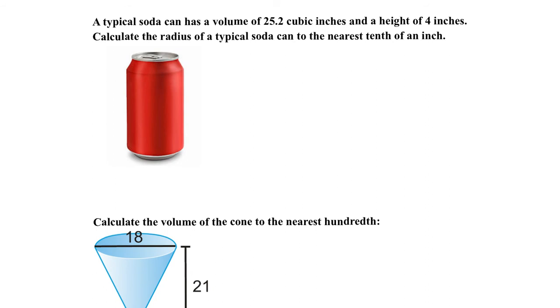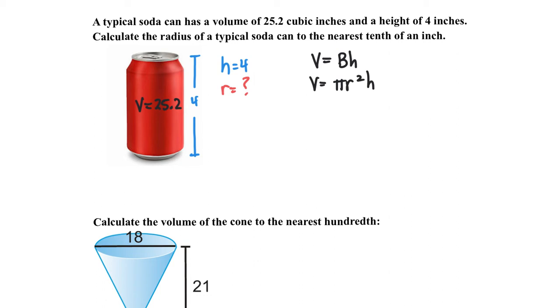A typical soda can has a volume of 25.2 cubic inches. This time they're giving us the volume. The volume is 25.2, and it has a height of 4 inches. So our height is 4, and it wants us to calculate the radius. We're talking about a cylinder here, so volume equals base times height, which we now know is pi r squared h. Let's fill in what we know. We know that the volume is 25.2.